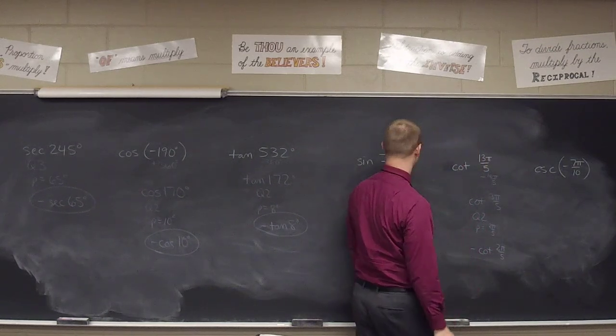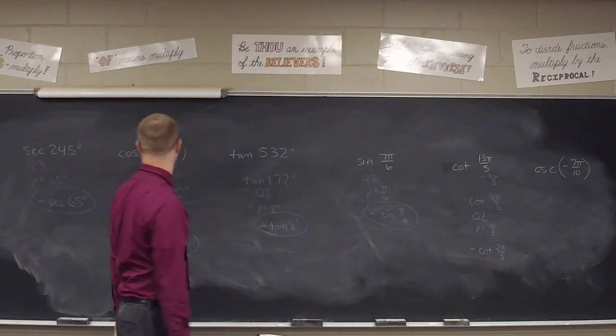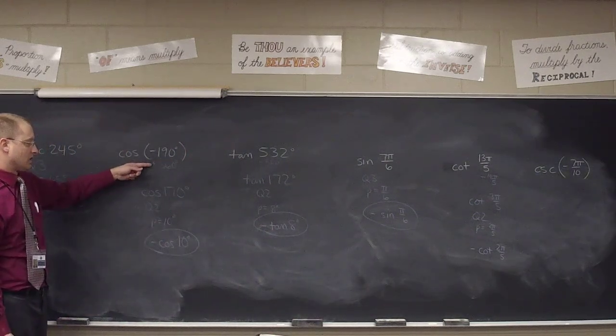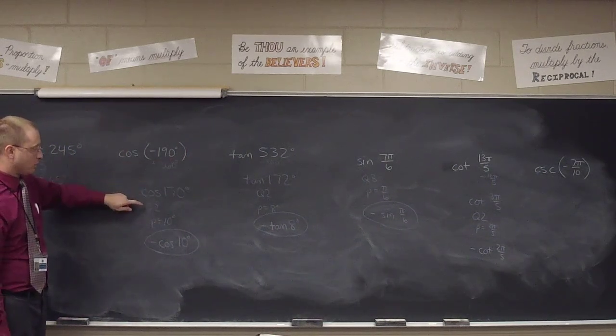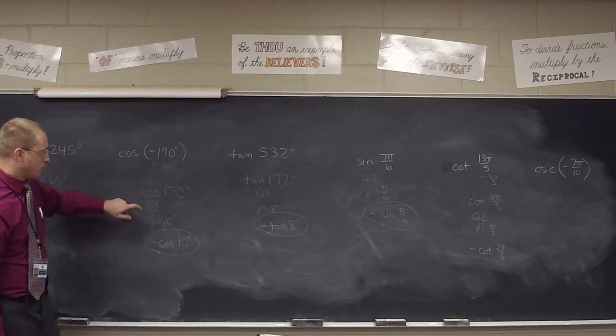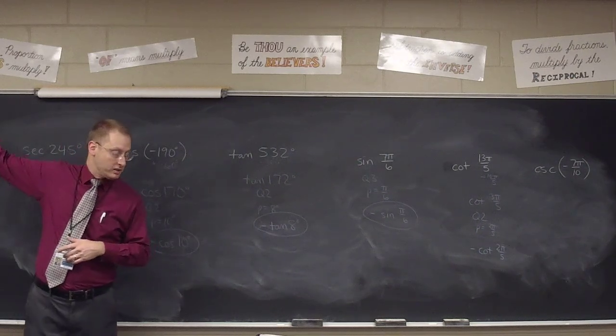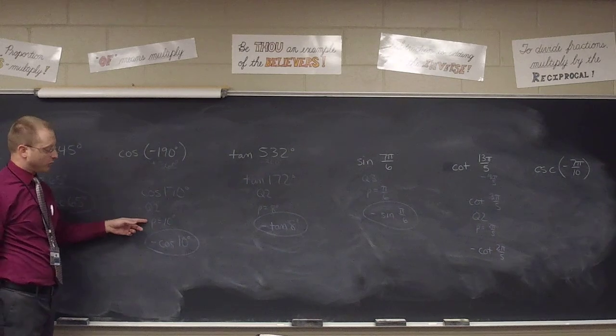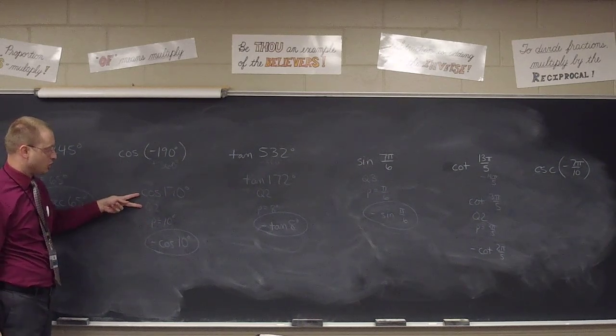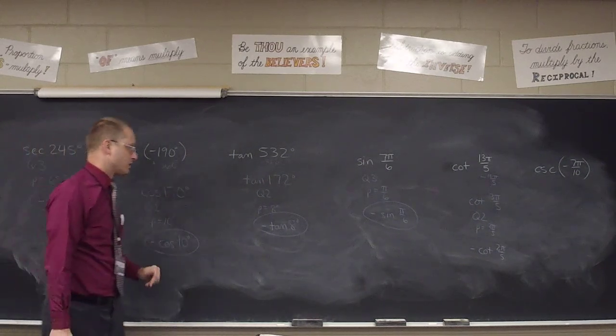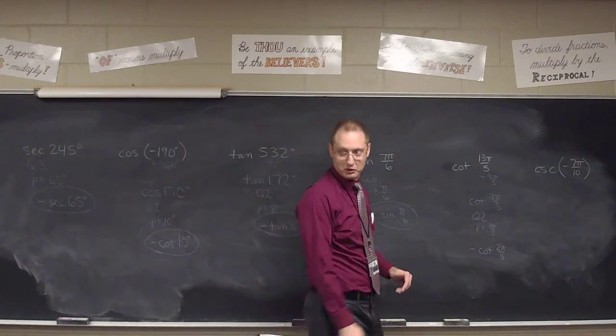Cosine of 10. Well, we added 360 to get 170. Right. That puts it in quadrant 2. And in quadrant 2, you're measuring from the 180, you come up 10 degrees, right? So 10 degrees from 180 is your reference angle. Then in quadrant 2, cosine's negative. So negative cosine 10.